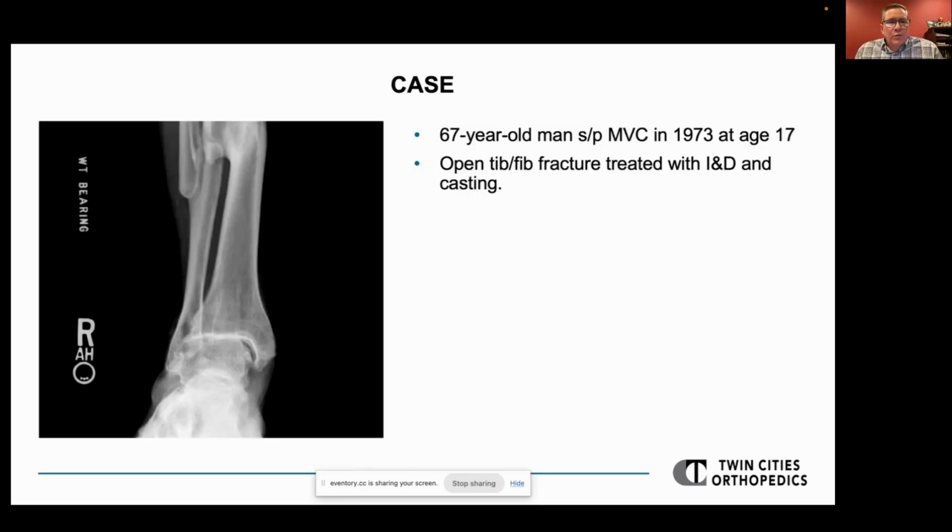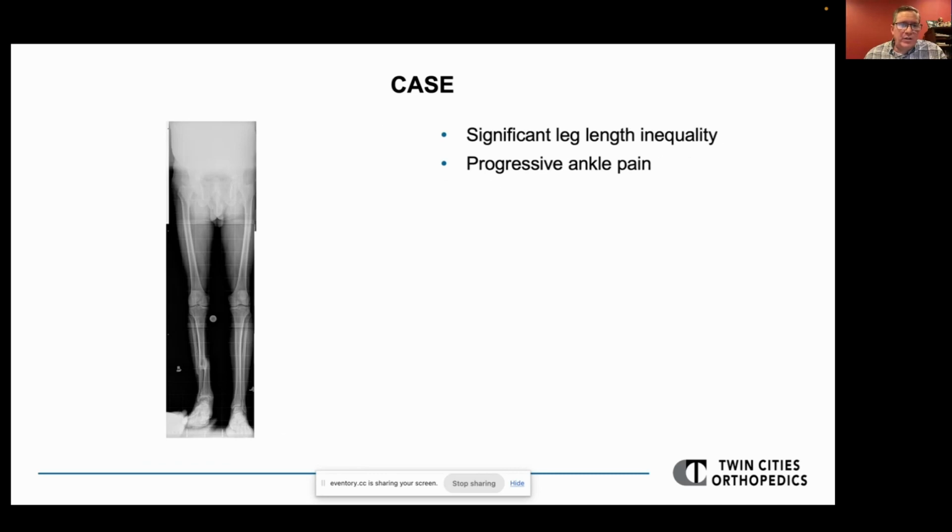This is a little bit more challenging deformity case, not necessarily deformity at the ankle joint, but deformity up above. So this is a 67-year-old man. He was involved in a motor vehicle crash in 1973 when he was 17 years old. He had an open tib-fib fracture, which in 1973 was treated with a washout and a cast. So he had I&D and casting of his open tibia fracture and went on to heal it, and healed with this short, sort of bayoneted tib-fib fracture that he's had for about 50 years. Ended up obviously with significant leg length inequality, progressive ankle pain, ended up with end-stage ankle arthritis.